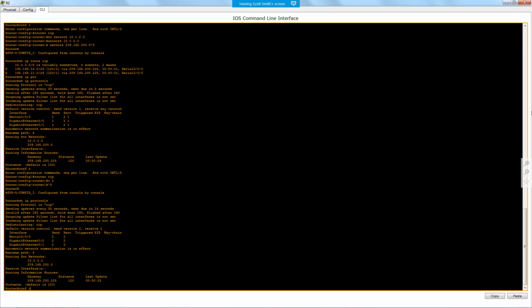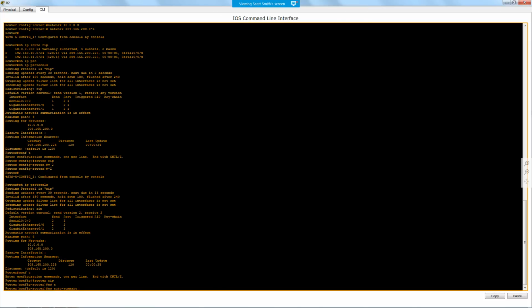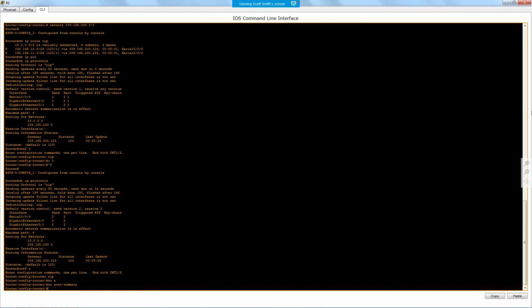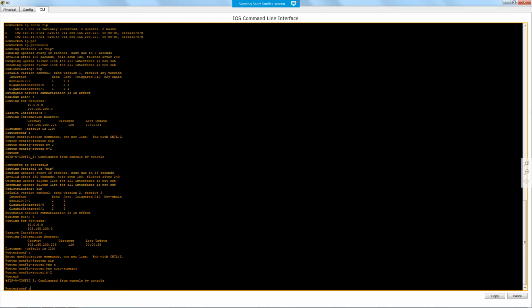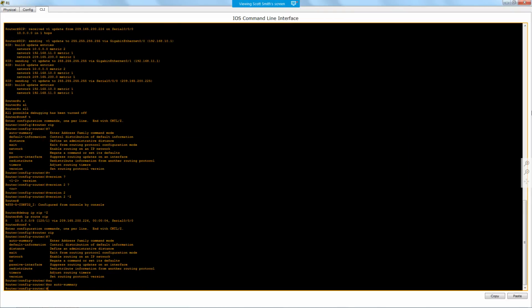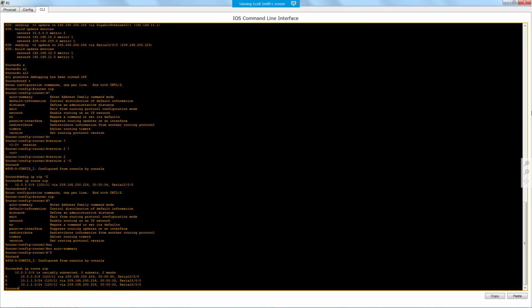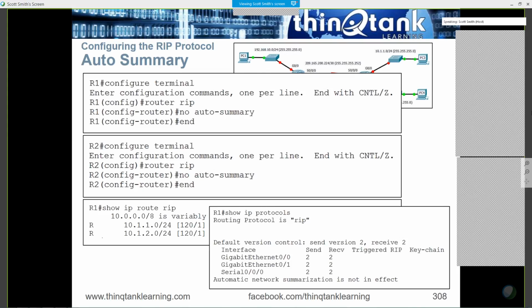Single command, no auto-summary. So let's go ahead and implement that in our routers. That turns off that automatic network summarization feature. I use the word feature loosely here because it's not really a very good feature. Okay, no auto-summary. You would never implement RIP without doing this. There's really no reason to ever have automatic network summarization.